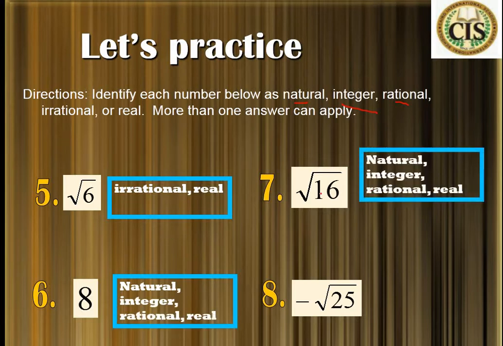And so on. Why is root 16 a natural number and integer and rational number and real, but not irrational? Because if we simplify root 16, it will be 4. Very good. Therefore, 4, we can find in natural and integer and rational and real numbers. By the same method, simplify negative root 25, it will be negative 5. So we can say negative 5, we can find it in integer and rational and real numbers.